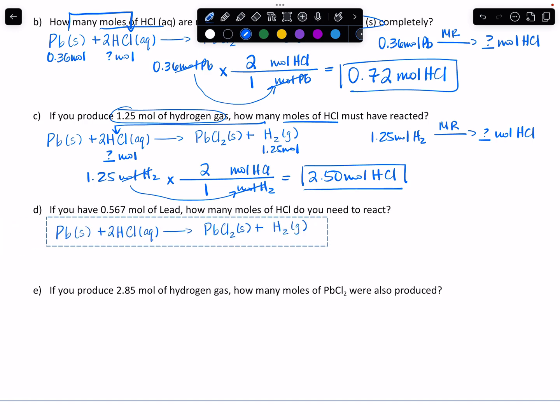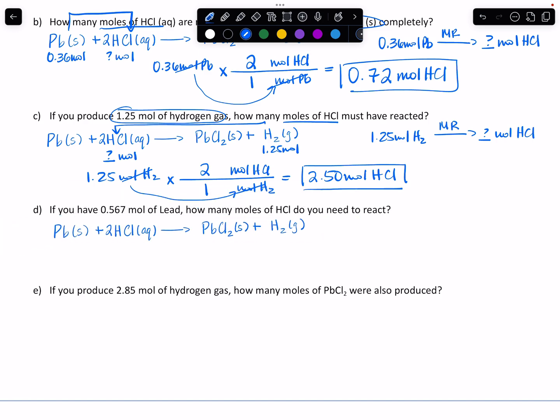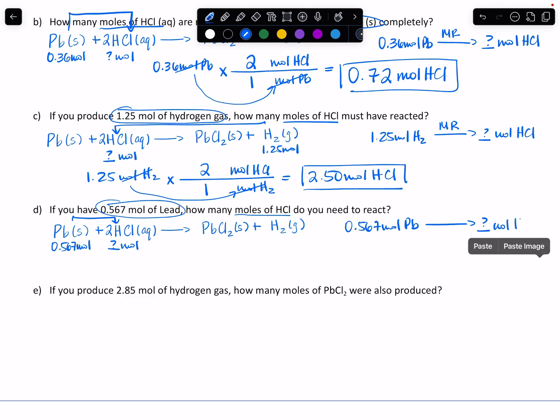One more. Well, I guess two more technically. I'll put my reaction down again. You have 0.567 moles of lead. That's what we're given. How many moles of HCl do you need to react? So we've got 0.567 moles of lead, and we're asked to find moles of HCl. So we're going to be converting from one reactant to the other. We're going to need, again, a mole ratio step, and it'll be a one step calculation. So 0.567 moles of lead.